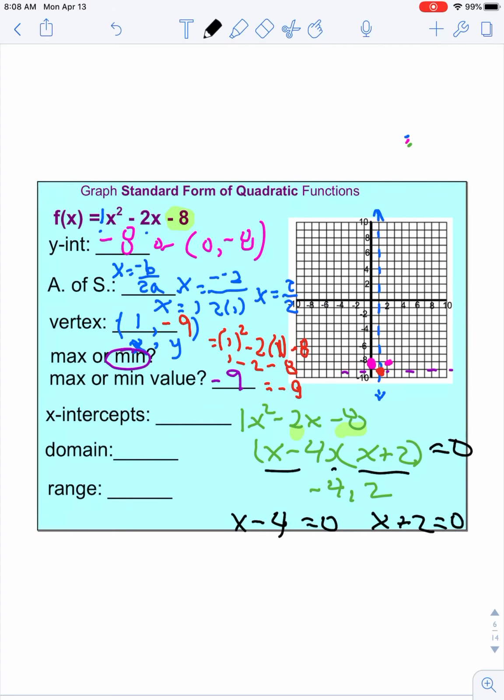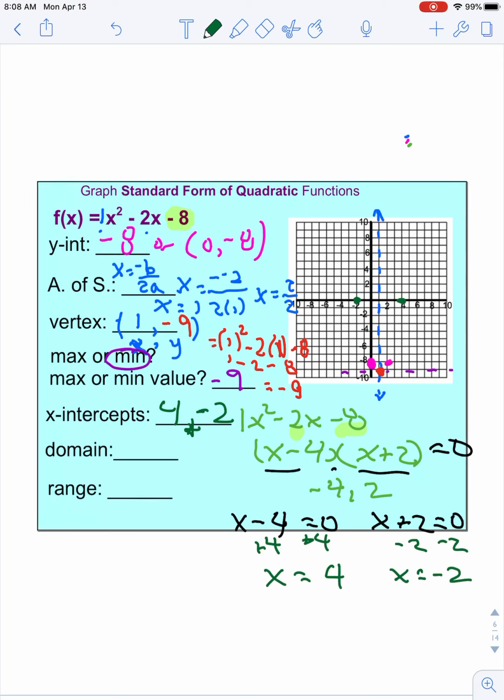So when I solve this equation, or both equations right here, by adding 4, or in this case, subtracting 2, what that gives me is x equals 4 and x equals negative 2. So my x-intercepts are 4 and negative 2. You could list them as ordered pairs as well. So now I'm going to put a point at 4 and at negative 2.